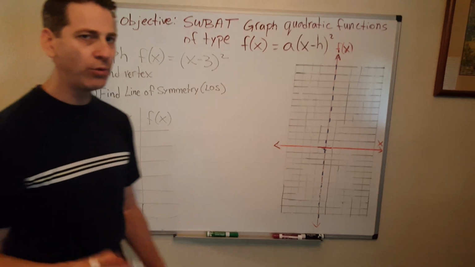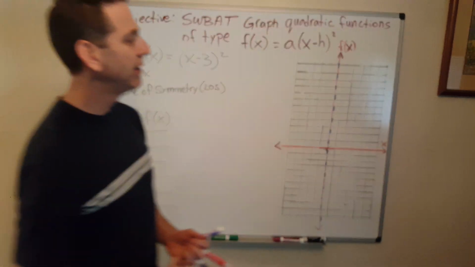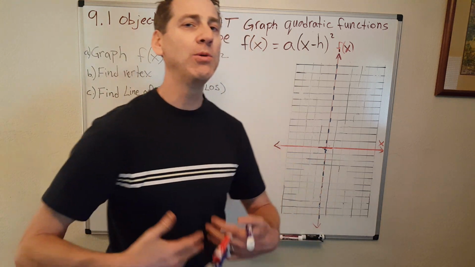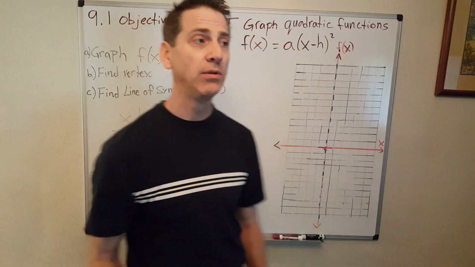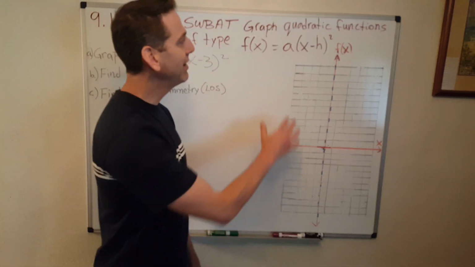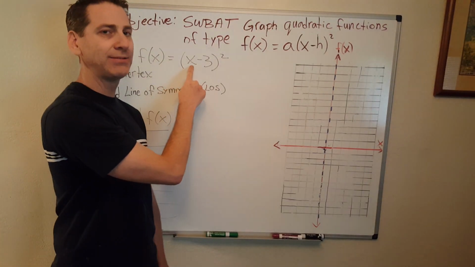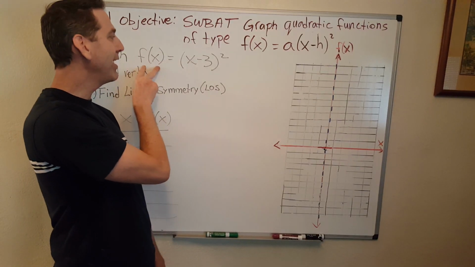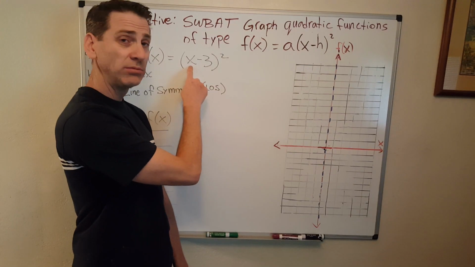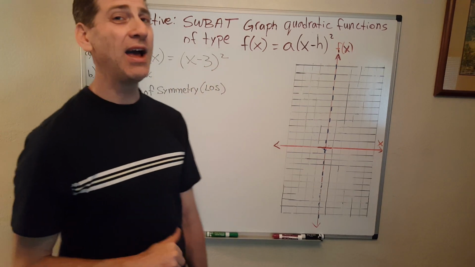The reason that worked, the reason we knew the vertex was 0, is because the vertex was at the lowest point, at an f of x value of 0. So when f of x equals 0, we knew that x was 0. Well, in this case, we've got to figure out what value of x would make f of x 0. Would 0 work? Well, 0 minus 3 is negative 3, and negative 3 squared is 9.